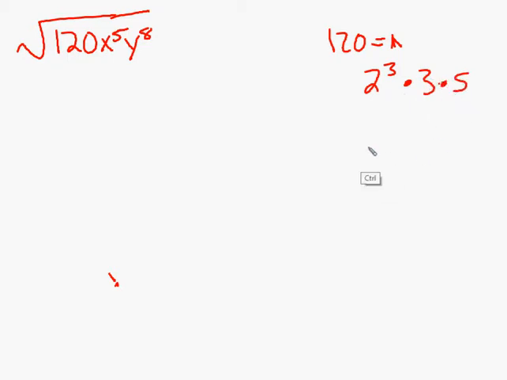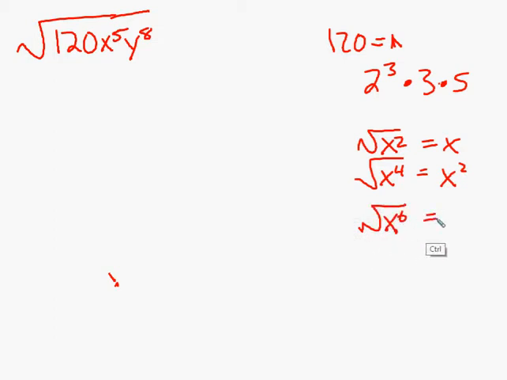And then I was talking about what is the square root of x squared? X. What is the square root of x to the 4th? X squared. What do you think the square root of x to the 6th is? X to the 3rd. What about square root of x to the 10? X to the 5. What am I doing to the exponent? Dividing.